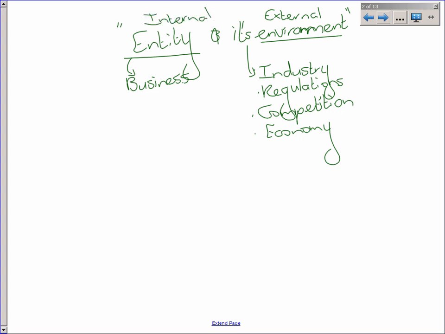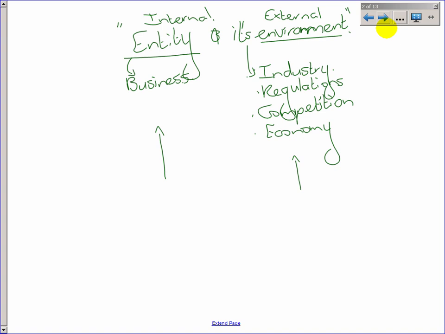So what you're looking for when we talk about the information, what they want to know is where are you going to get information about what's going on in the business, and where are you going to get information about what's going on outside the business that may impact the business itself. Obviously, the industry is going to impact the business, right? Rules and regulations around the business is going to impact the business. Competition in the market is going to impact the business. The economy in which the business operates is going to impact the entity.